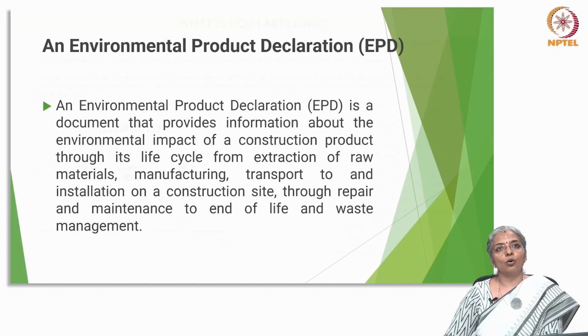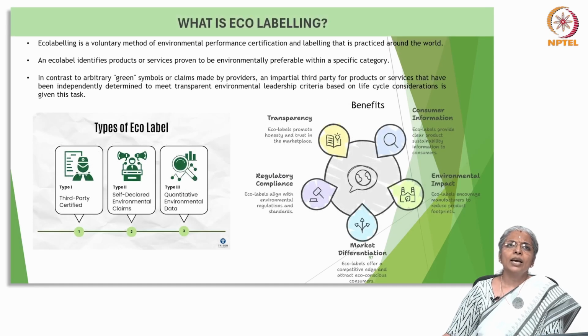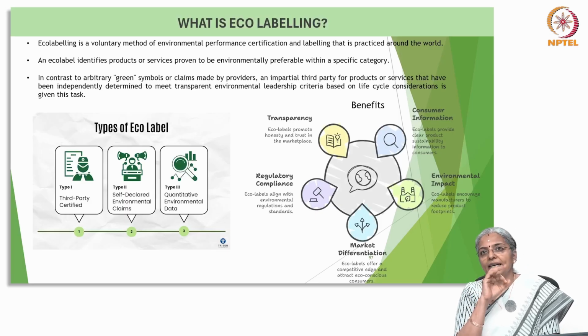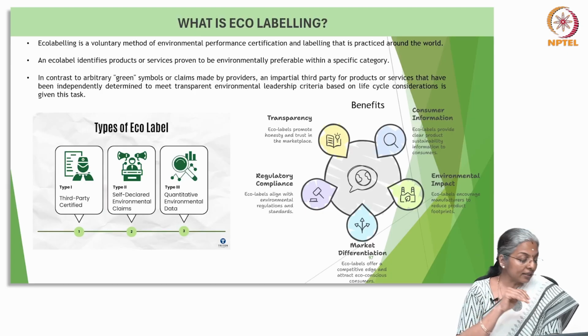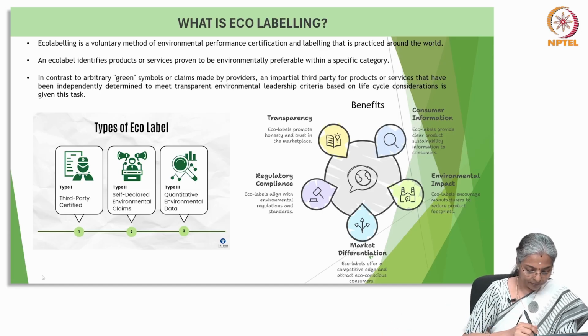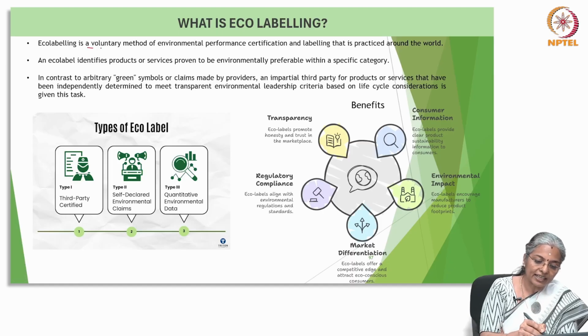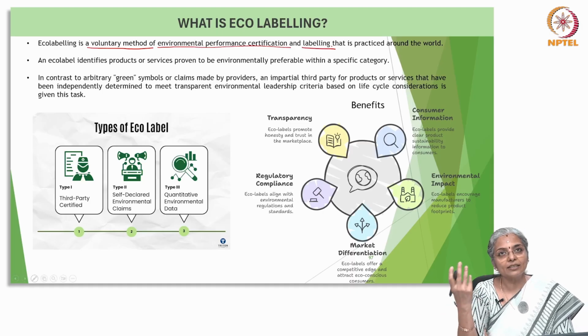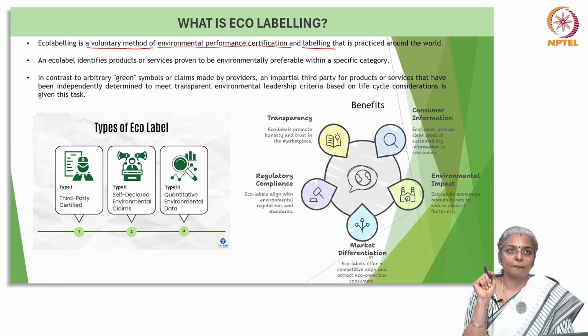Now, what is eco-labeling? There are three types of eco-labels. We will see one by one, but generally eco-labeling is a voluntary method. At least as of now, it is not mandatory, but it is a voluntary method of environmental performance certification as well as labeling that is practiced all around the world.